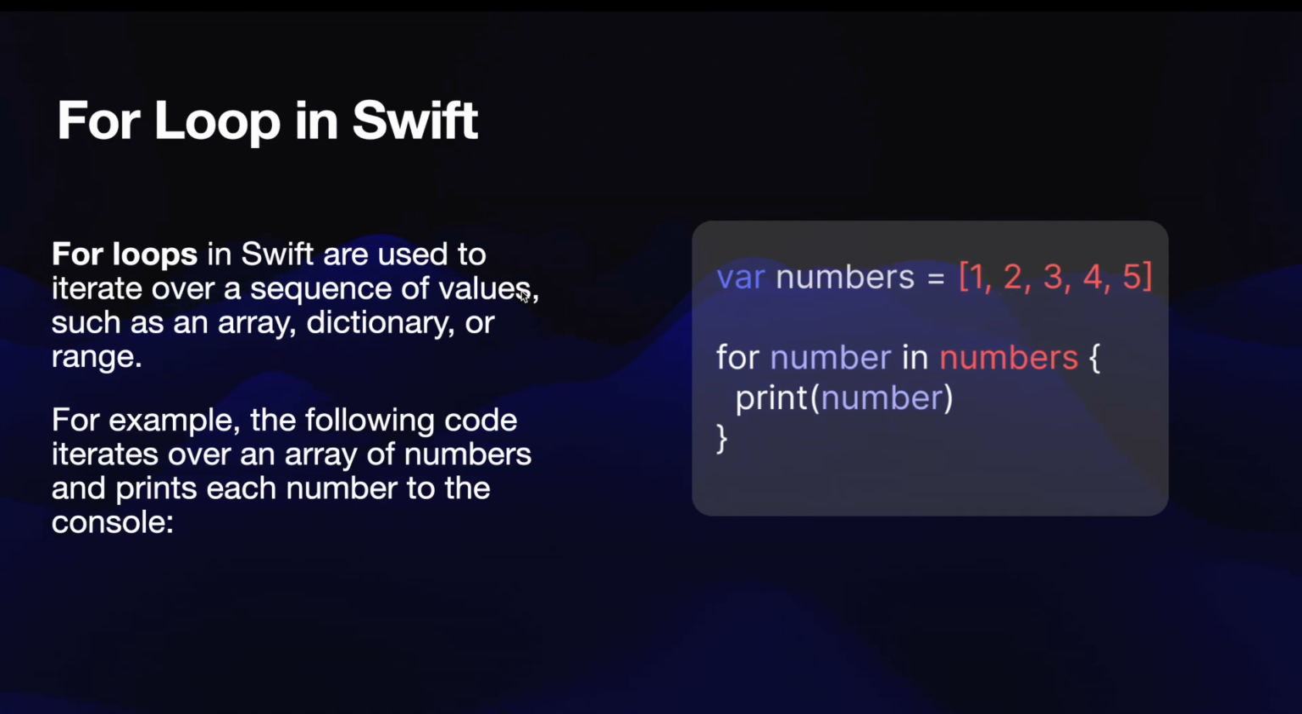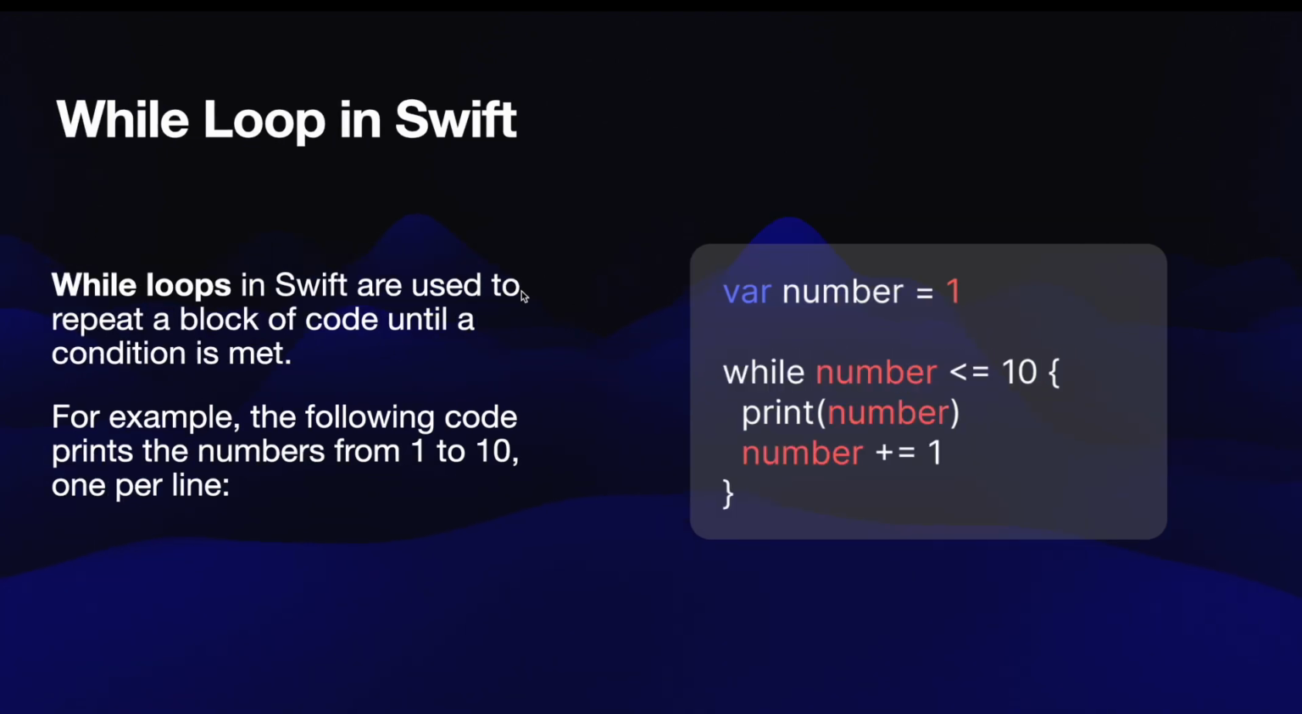So we have the var numbers as an array and using for number. So basically, number represents each number inside the numbers array. After that, we're going to print number, which is going to print 1, 2, 3, 4, 5.